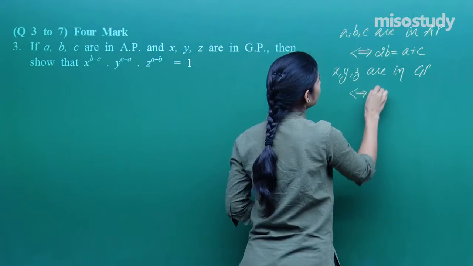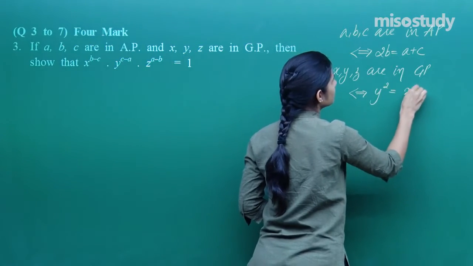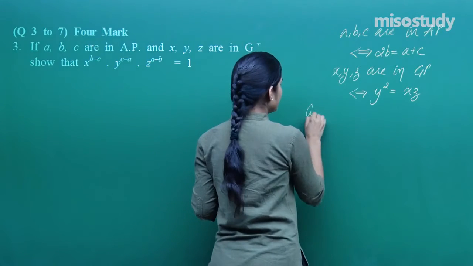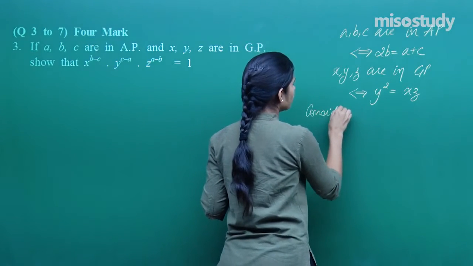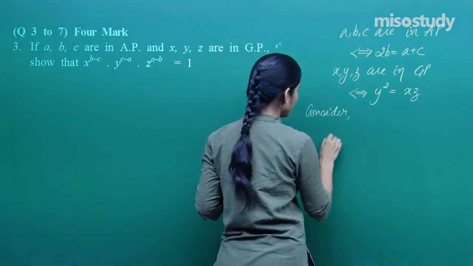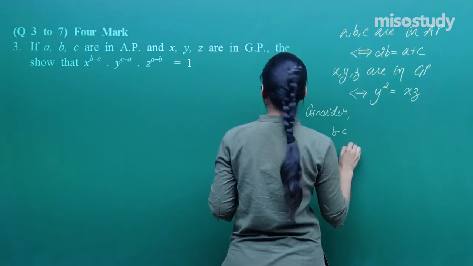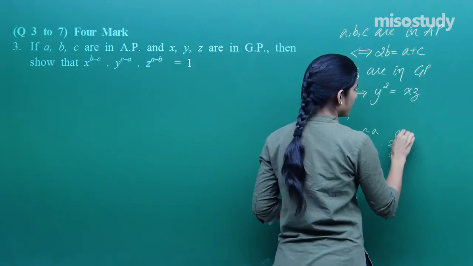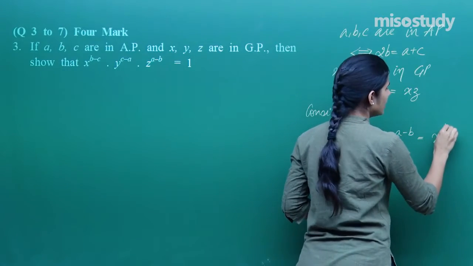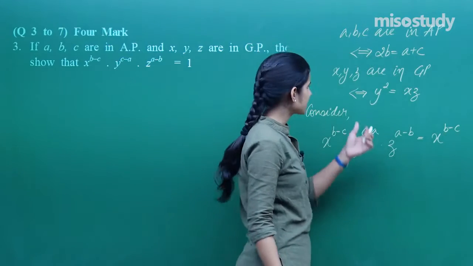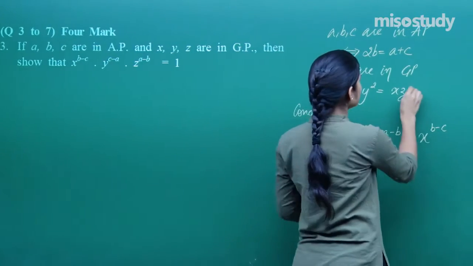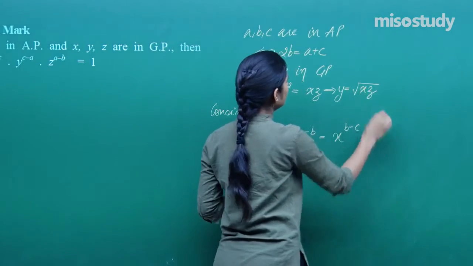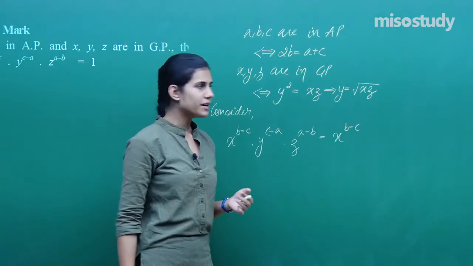This is if and only if the square of the middle term is equal to the product of the first and the third term. Consider the left hand side which you need to actually show to be equal to 1. It is x to the power b minus c into y to the power c minus a into z to the power a minus b. Let's manipulate according to our given facts. Y will be replaced by root xz. If y square is xz, y will be replaced by root xz.